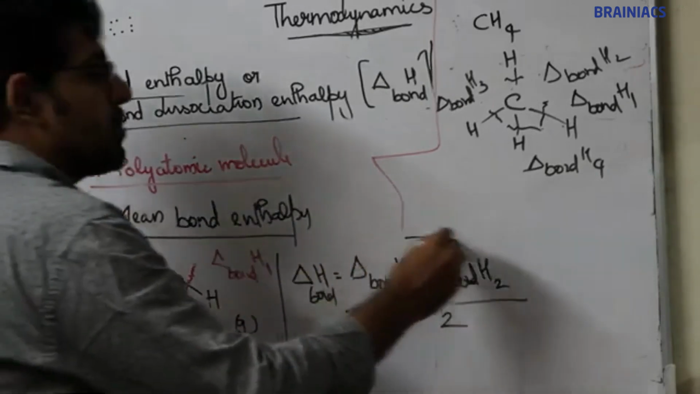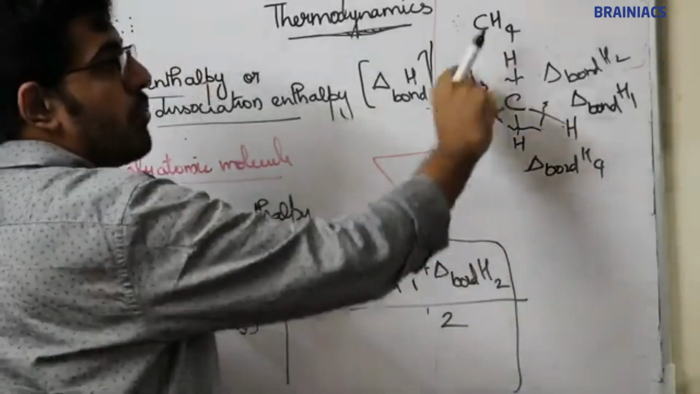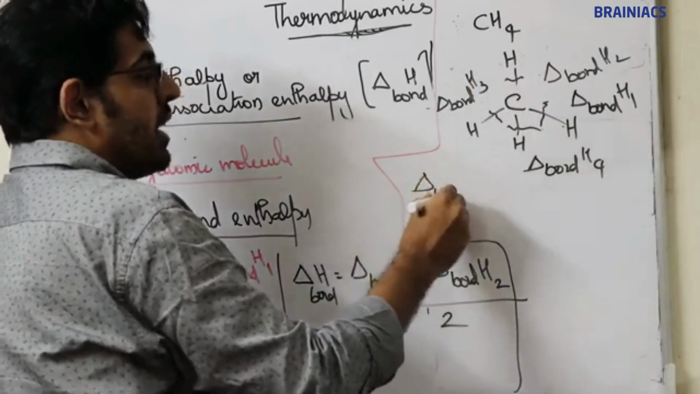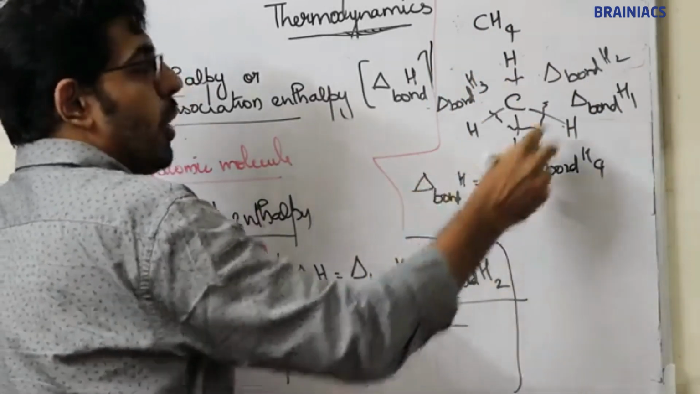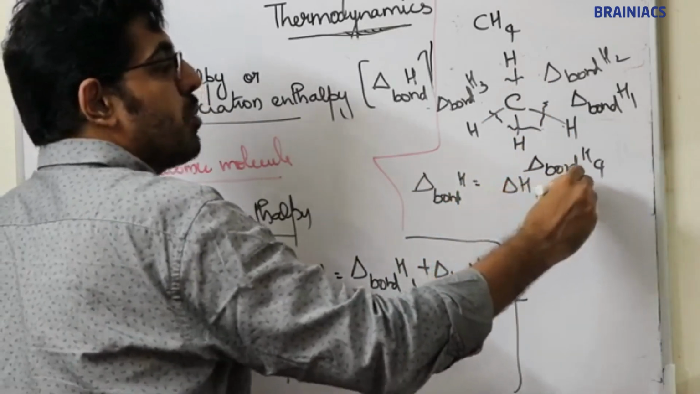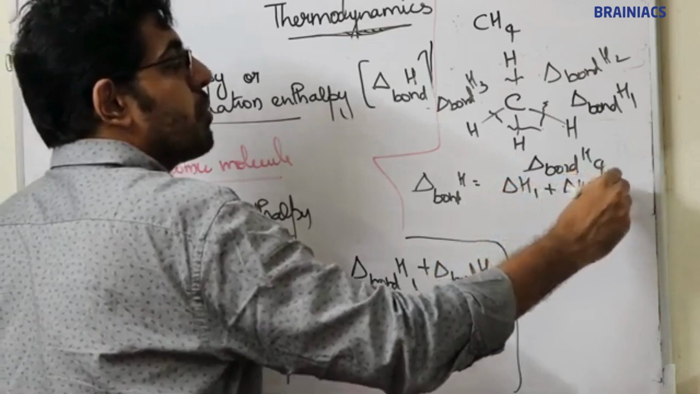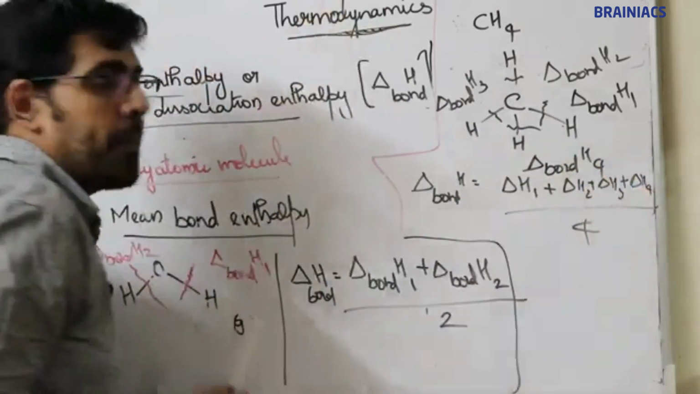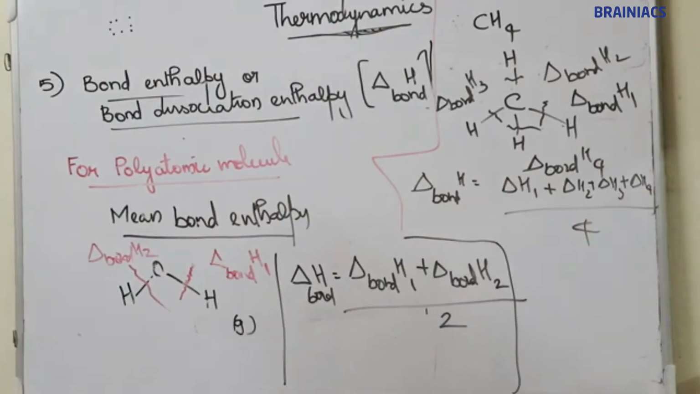In the case of CH4, how many C-H bonds are there? 4 C-H bonds, and all the bonds possess different values. So the mean bond enthalpy is equal to delta H bond 1 plus delta H bond 2 plus delta H bond 3 plus delta H bond 4, divided by 4. There are 4 bonds. This is the average or mean bond enthalpy.